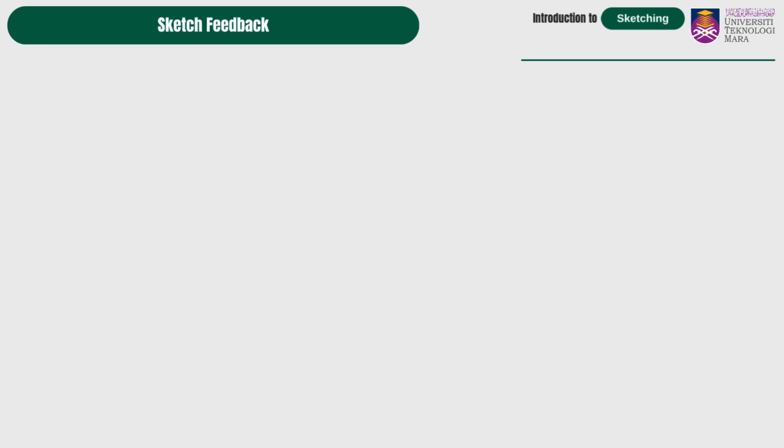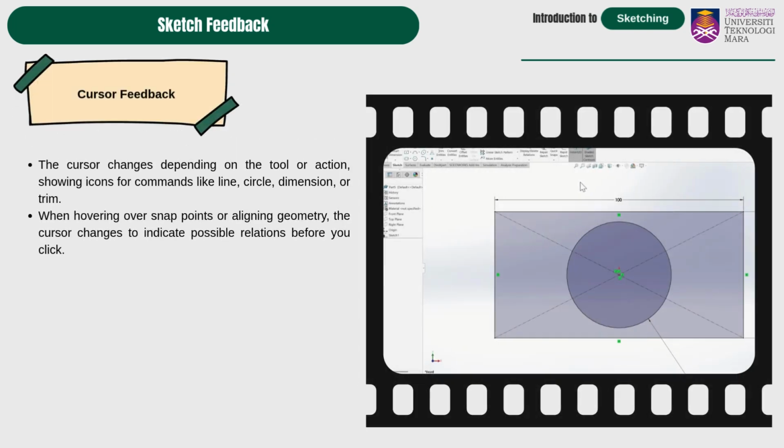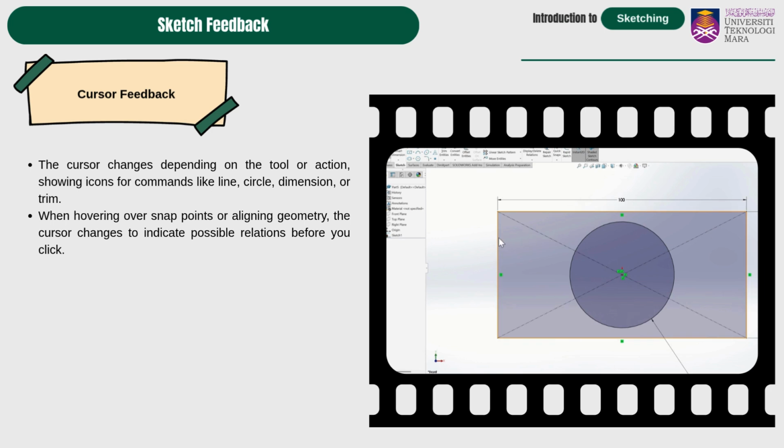Next in our sketch feedback tools is cursor feedback. This is all about the information SolidWorks gives you right at your mouse pointer while you're sketching. The cursor changes depending on the tool or action you're using. For example, it will show different icons when you're drawing a line, creating a circle, adding a dimension, or using the trim tool. This way, you always know exactly which command is active without having to glance away from your work area. But it's even smarter when you're hovering over geometry.